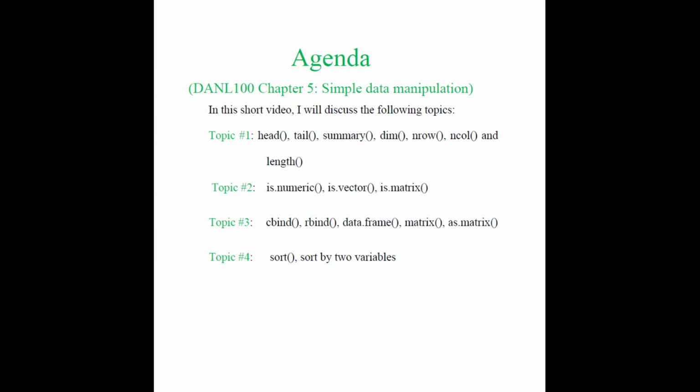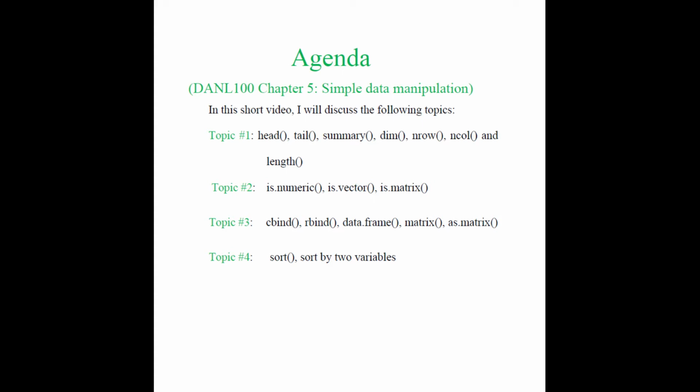This is course DANL100, Programming for Data Analytics, Chapter 5, Simple Data Manipulations, Agenda. In this short video, I'll discuss the following topics. Topic number 1, how can we apply head, tail, summary, dim, nrow, etc. to find information about our input datasets.